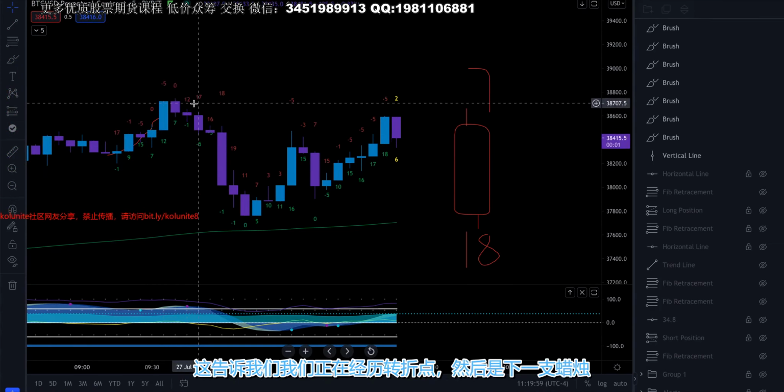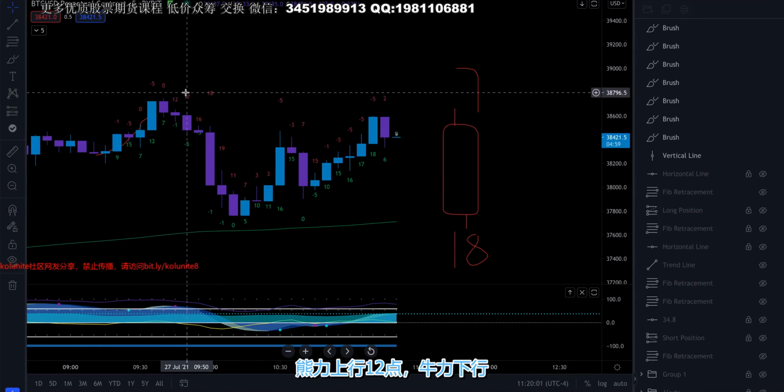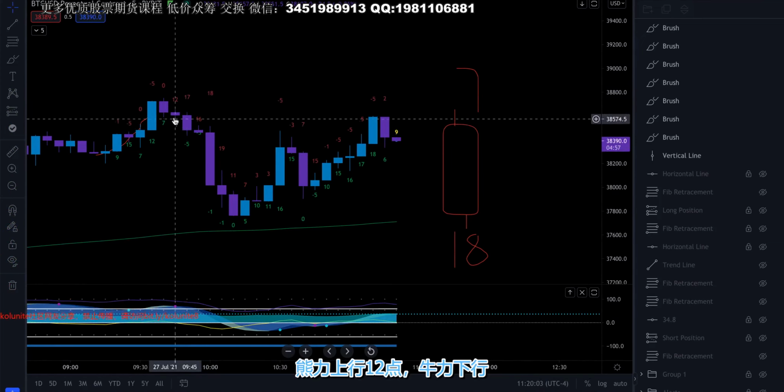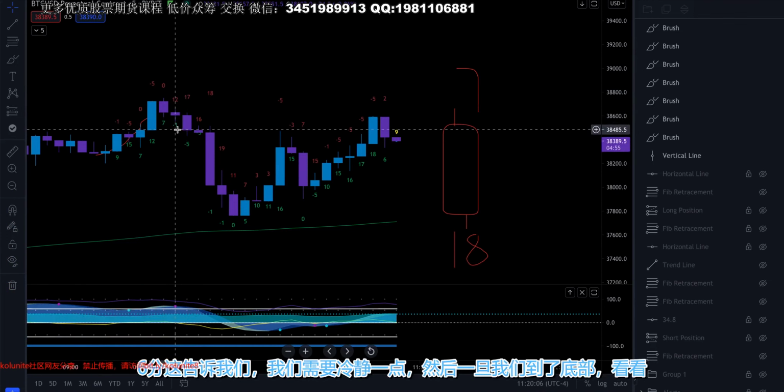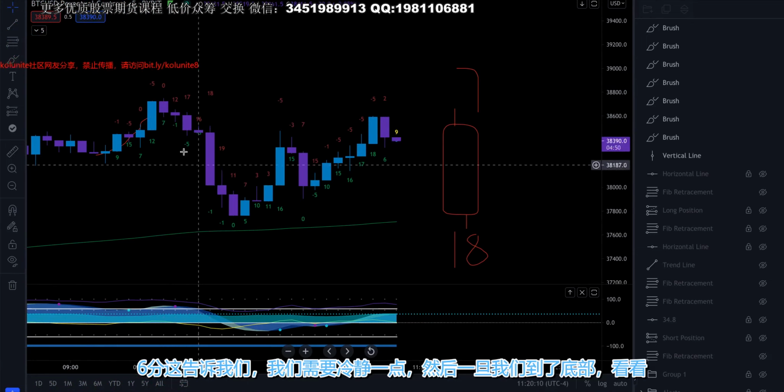And then the very next candle, the bear strength goes up 12 points and the bull strength comes down 6 points. This is telling us that we need to come down a little bit. And then once we get to the bottom, look what happens.